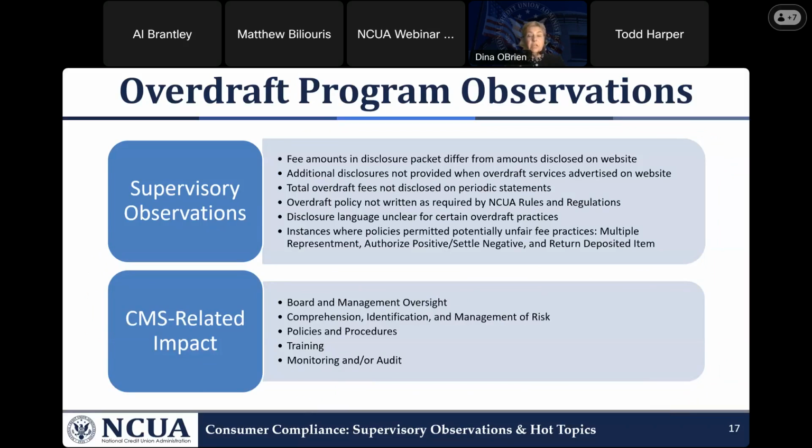Based on a review of examination reports, examiners made the following supervisory observations. Some fees disclosed to members in the credit union's disclosure packet differed from amounts disclosed on their website. The credit union was missing disclosures when they advertised their overdraft services on their website. Total overdraft fees were not disclosed to the member on their statements. The credit union did not have a written policy as required by NCUA rules and regulations, and some credit unions had disclosures with vague language for certain overdraft practices.